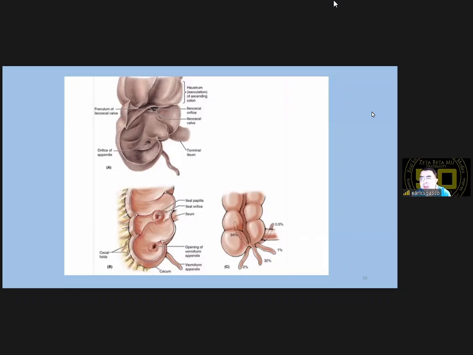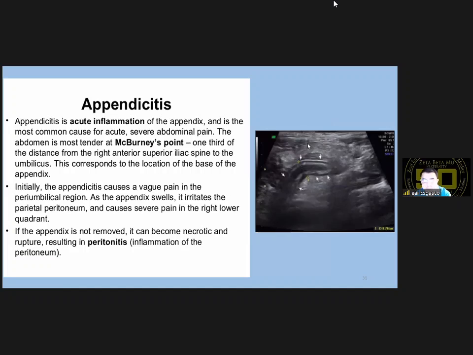Next, let's discuss what happens when the appendix is inflamed. This is a fairly common phenomenon, and I'm sure everyone has encountered it. Appendicitis is the acute inflammation of the appendix, the most common cause of acute severe abdominal pain. The abdomen is most tender at McBurney's point, as I mentioned earlier, which corresponds to the location of the base of the appendix. Initially, appendicitis causes a vague pain in the periumbilical area.